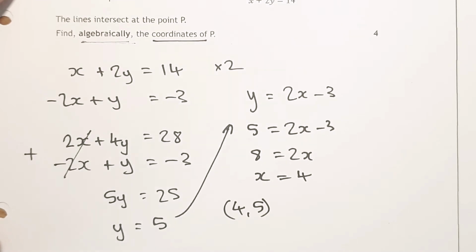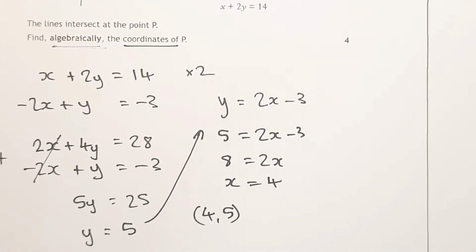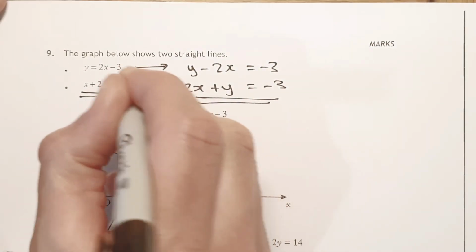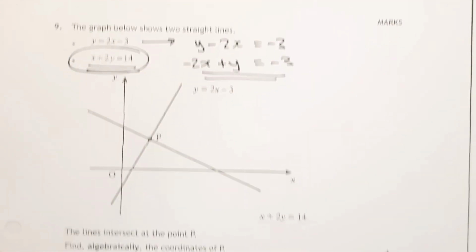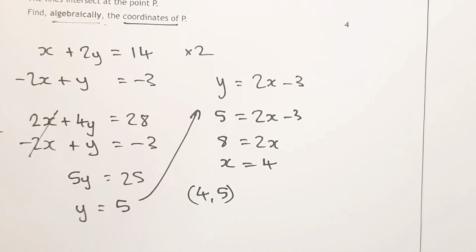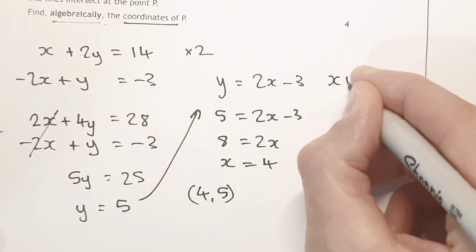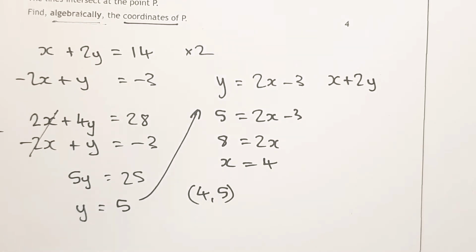We can then perform our check. Now that's not going to get you any marks, but just to see if you've done it correctly or not. So we go back to the other equation that we had in the first place. x plus 2y equals 14. Just check that's going to work for us. So we're not going to say x plus 2y equals 14. We're just going to say x plus 2y. We're going to sub in our answers of x is 4, y is 5 into this. See if it gives us 14.